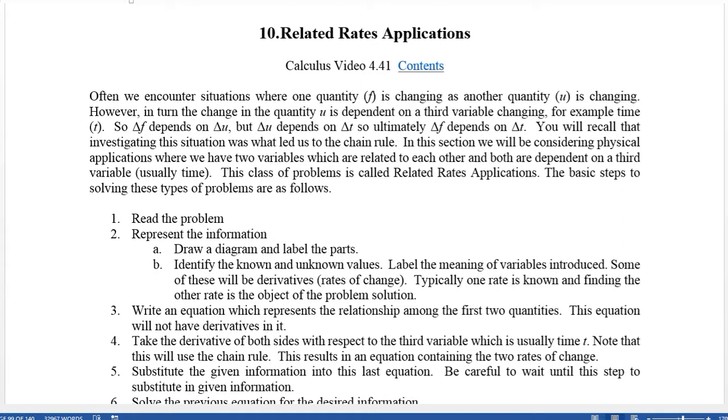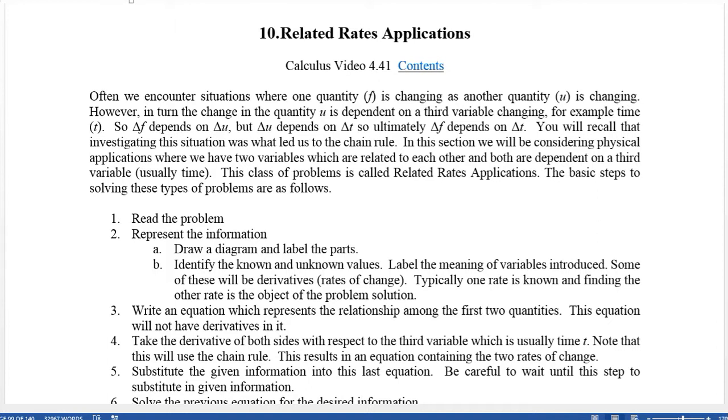This is Jack Jackson. In this video, we're going to introduce another class of applications where we can use derivatives to help us solve problems. And this class of applications are called related rate problems or related rate applications.